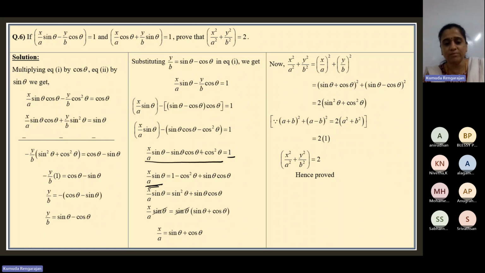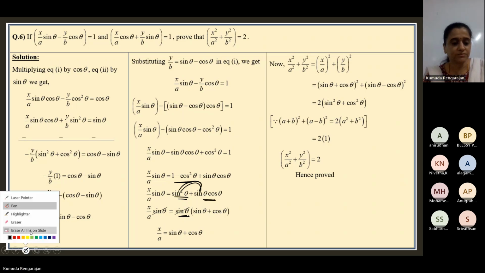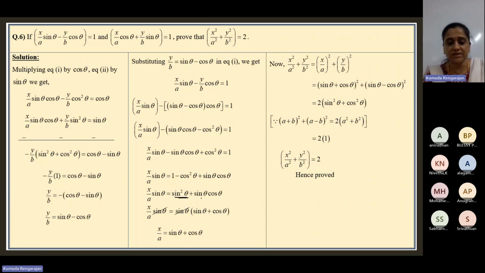1 minus cos square theta plus sine theta cos theta. Now what is 1 minus cos square theta? Sine square theta. Plus sine theta cos theta. Now between these two, sine theta is common. So take it out. Between the two terms, sine square theta and sine theta cos theta, sine theta is common. So in the bracket, you will have sine theta, that is sine theta into sine theta, cos theta. Correct?